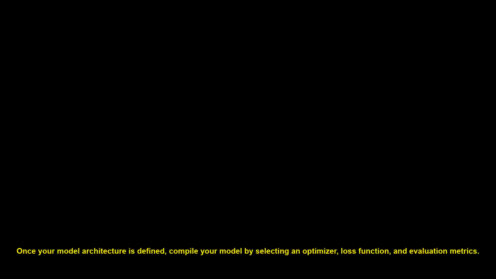Once your model architecture is defined, compile your model by selecting an optimizer, loss function, and evaluation metrics. Common optimizers include Adam, SGD, and RMSprop. For the loss function, use categorical cross-entropy for classification tasks and mean squared error for regression tasks.